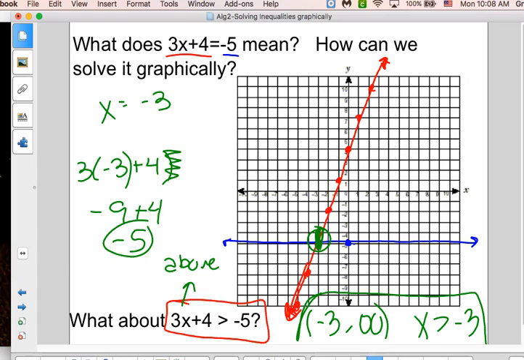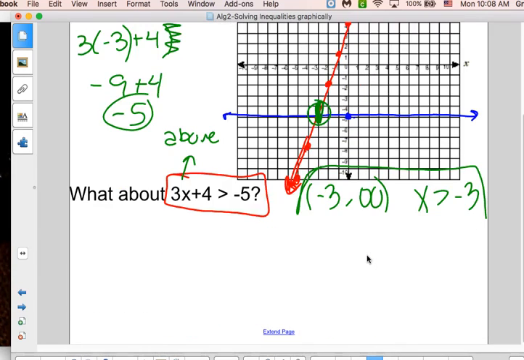-4 is not greater than -3. 5. Okay, so if I plug a 5 into this, what's 3 times 5? 15. 15 plus 4? 19. Is 19 bigger than -5? Yeah, so you can still check it out that way to make sure you have the right symbol.